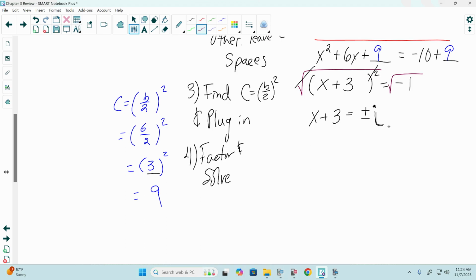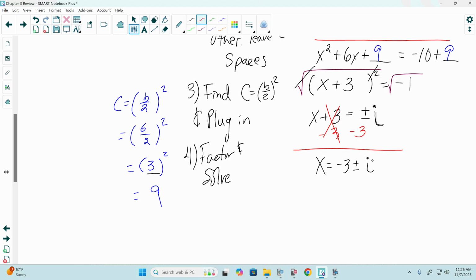Now we can say we're done at this point if x is by itself. It is not, so we'll subtract 3 from both sides. The number that we add or subtract, we're going to want to put it in front of the plus or minus, telling us that we have negative 3 plus or minus i here. All right.